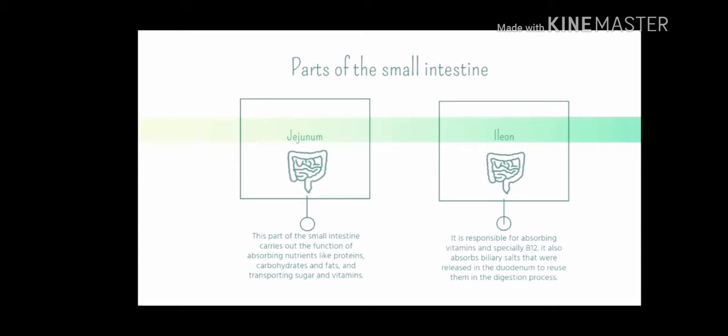Ileum. This is found after the jejunum and is the third and last part of the small intestine. Measurement 3 to 4 meters in length. It is responsible for absorbing vitamins and especially vitamin B12. It also absorbs biliary salts that were released in the duodenum to reuse them in the digestion process. It also absorbs all the products that were not absorbed by the jejunum. The ileum also has intestinal villi. However, these are smaller in size than those found in the jejunum.